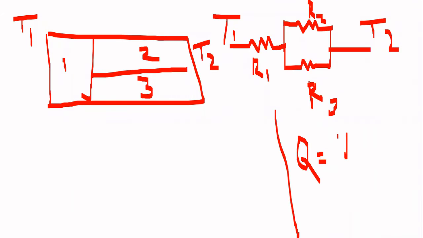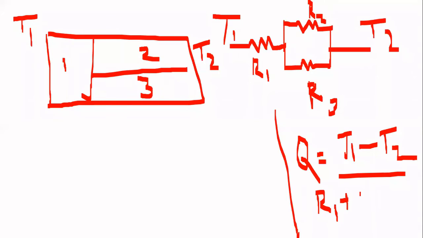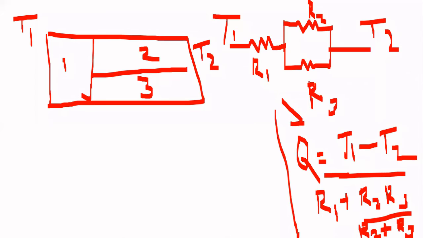So rate of heat transfer will be equal to T1 minus T2 divided by the net thermal resistance in that case. I hope you know how to find out net thermal resistance for this particular case. So this would be equal to R1 plus R2 R3 divided by R2 plus R3, because it is in parallel. The resistances R2 and R3 are in parallel, and their parallel combination is in series with R1. So using this formula, we can find out the rate of heat transfer.